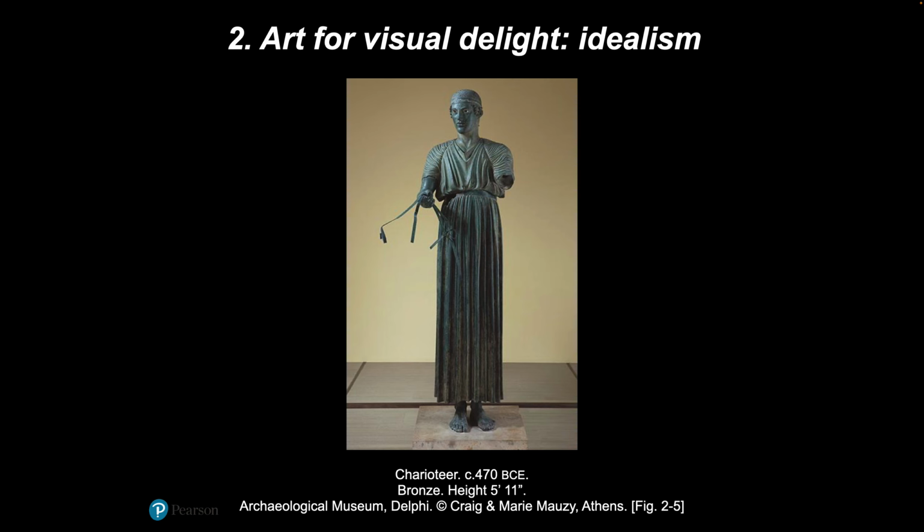So art for visual delight, idealism. Delight is often seen as a principal goal of art, and this happens when we're captivated by the way a work of art looks. You know, we can enjoy it aside from practical or moral or political considerations. And this idea is explored in the study of aesthetics. You've probably heard that term before, right? It's a branch of philosophy that studies how and why artworks are considered beautiful. And beautiful being something that is pleasing to the eye and agreeable to the mind, and it varies across cultures.